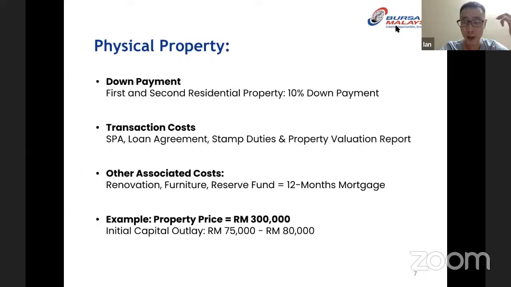And of course, apart from the down payment and the transaction costs, there are also other associated costs involved when it comes to purchasing an investment property. The first one is that we need to consider the renovation costs. The second one is that if you're buying a bare unit, maybe you need to do some furnishing. You need to buy some furniture in order to furnish the house. This could be part of the consideration. And last but not least, something that is very important, is that it is also very important to prepare ourselves a reserve fund.